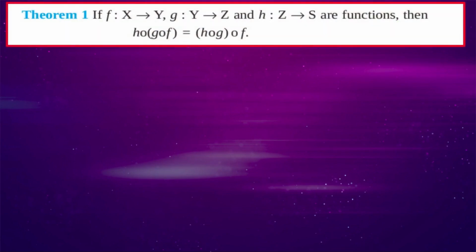That is a theorem. There is a theorem. If f: X to Y and g: Y to Z and h: Z to S are functions, then h composition (g composition f) equals (h composition g) composition f.